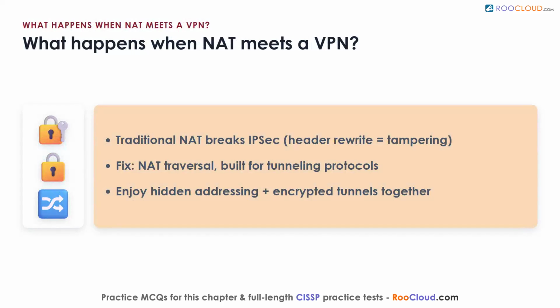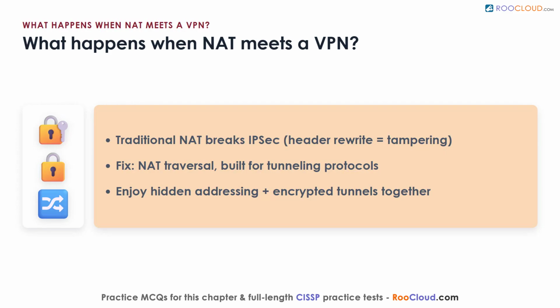What happens when translation meets a VPN? There is a wrinkle worth knowing. Traditional translation breaks IPsec VPNs because rewriting the packet headers looks to IPsec like tampering. The fix is a feature called NAT traversal, designed specifically so IPsec and other tunneling protocols can coexist with translation on the same border device.